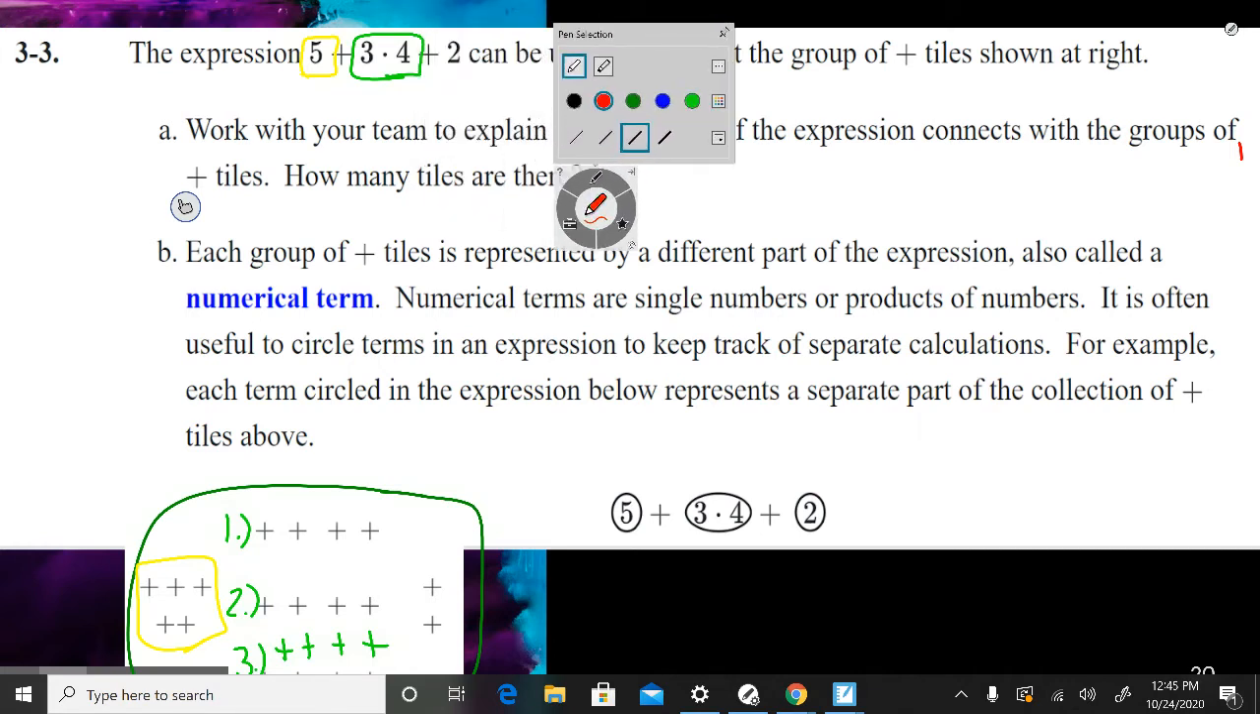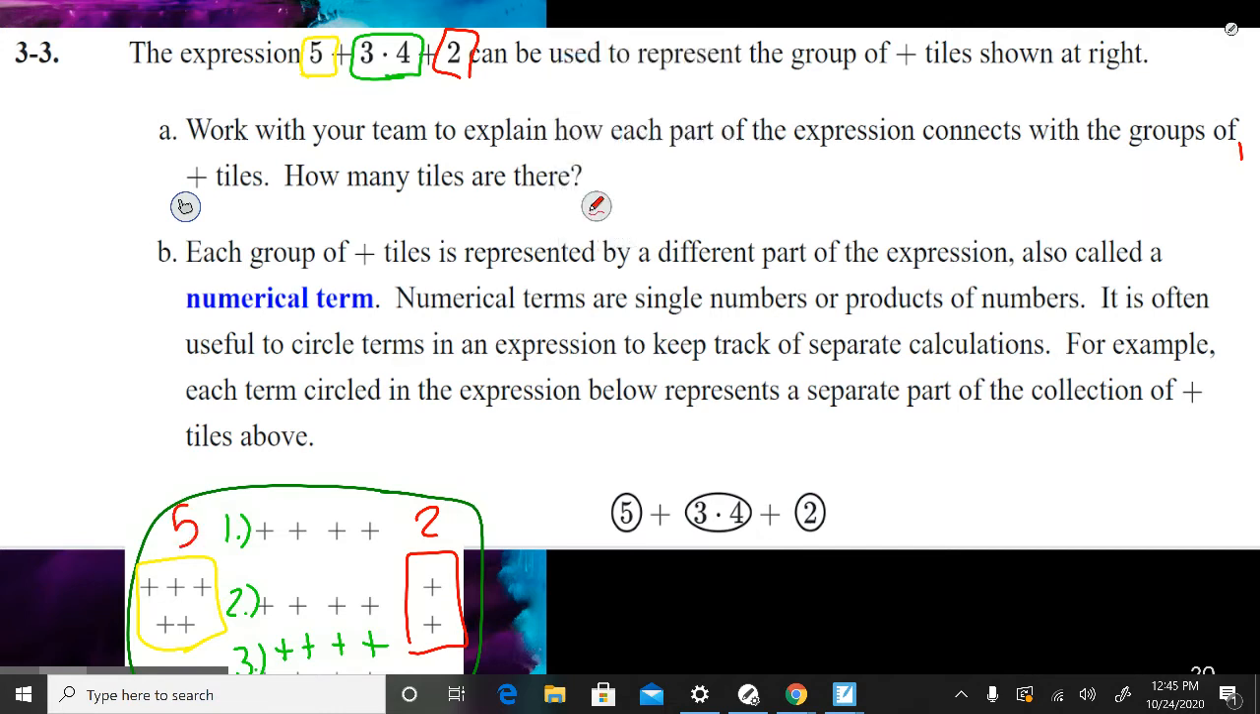And then we have to end with, in red, our positive 2. All right. So here we have the expression of 5, 3 times 4, and then 2 at the end. All right. How many tiles are there? Well, first we would start with our multiplication.